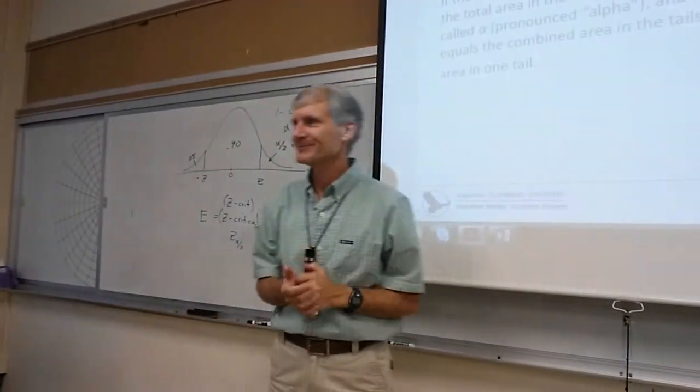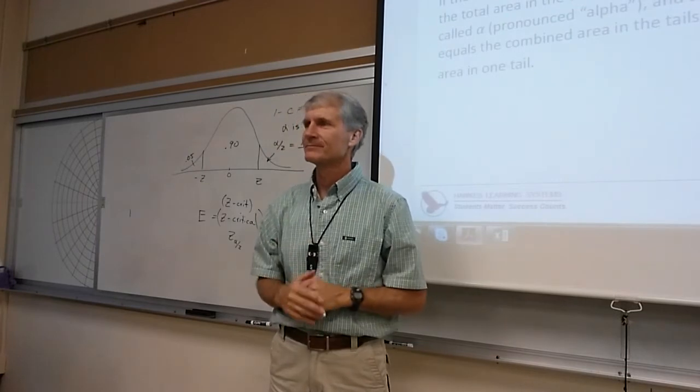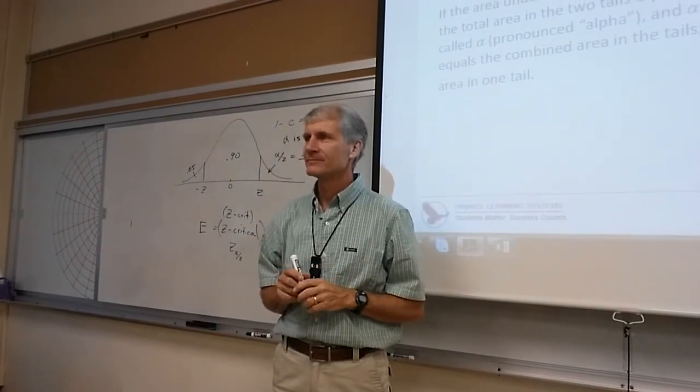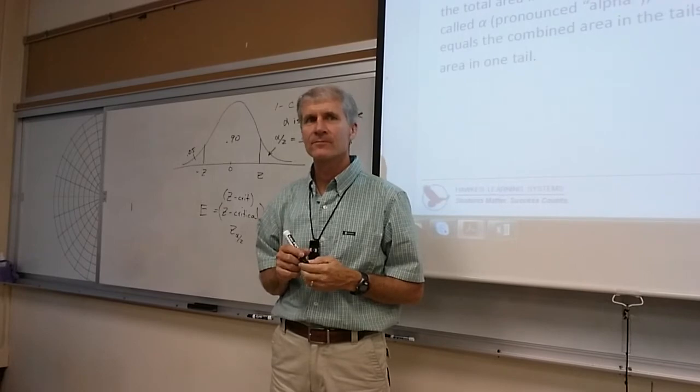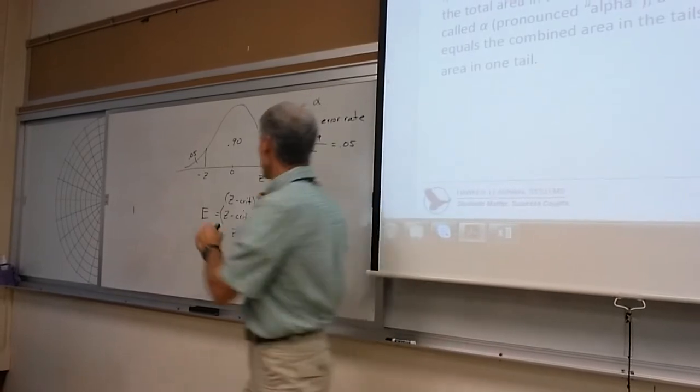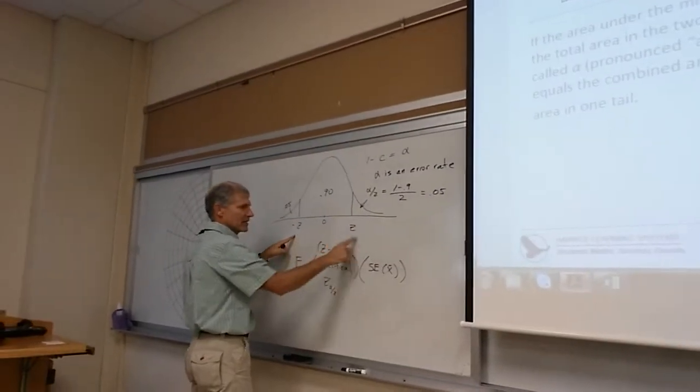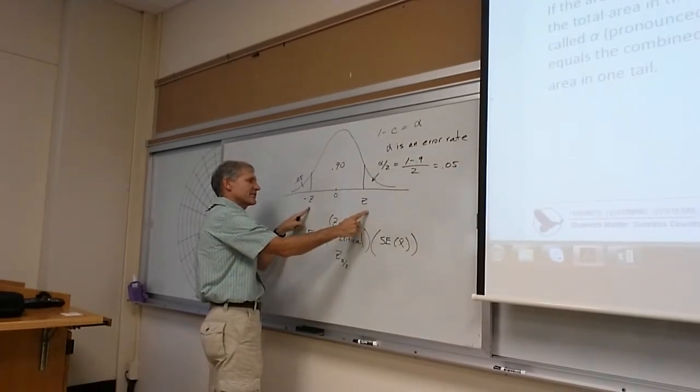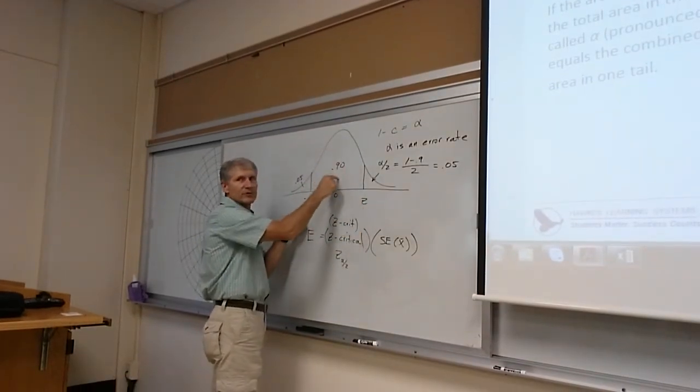So go, do it. I want to know what does z need to be so that when I go from negative z to z, I have the middle 90%.